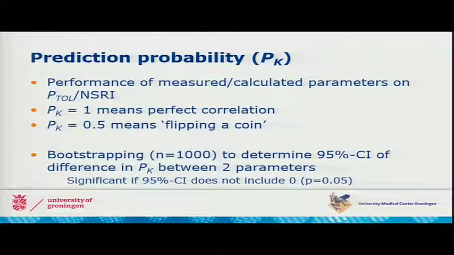To do a primary validation of the NSRI, we calculated the prediction probability, the PK. For this, we divided the data set into 2 sets, where one subset was used for the interaction modeling, and the interaction model was then used to calculate the PTOL and the NSRI and validate the prediction in the second population. A PK of 1 means that there's a perfect correlation between the observed tolerance of laryngoscopy and the parameter which is investigated, and a PK of 0.5 is equal to flipping a coin. We used bootstrapping to determine whether there was a significant difference in PK between the 2 parameters.